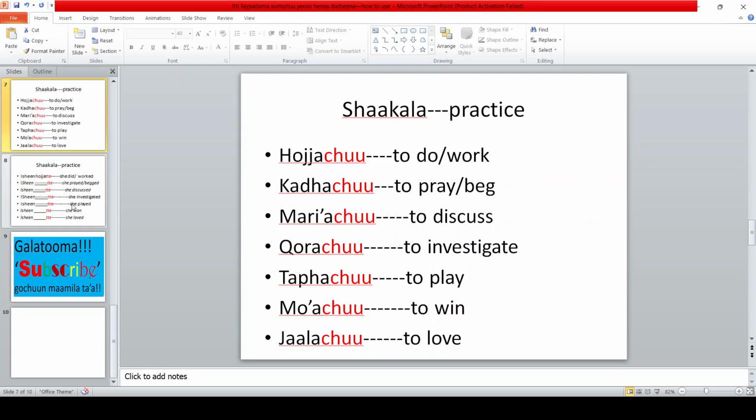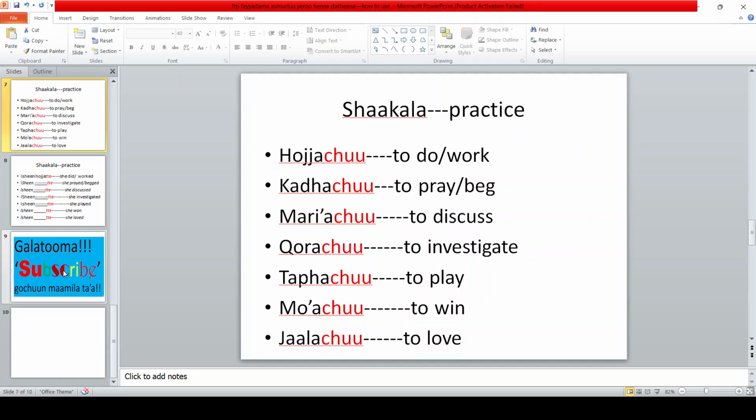If she has done something, and if we know the verb in the infinitive form, it's easy to simply change it into what? The past form of that verb. So if you know hojjechuu, you simply say what? You replace chu by what? Te, and then you say isheen hojjette. If you know jaalachuu, which means to love, to say she loved, you say what? Isheen jaalatte. Finish. So this is how it works.